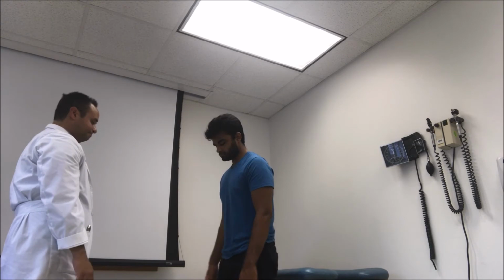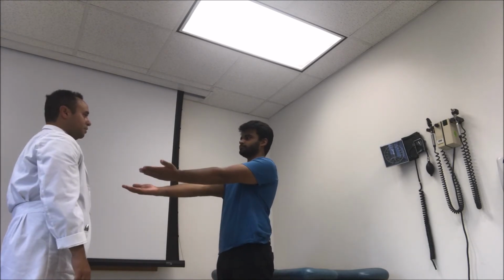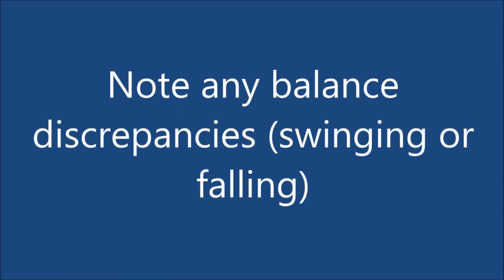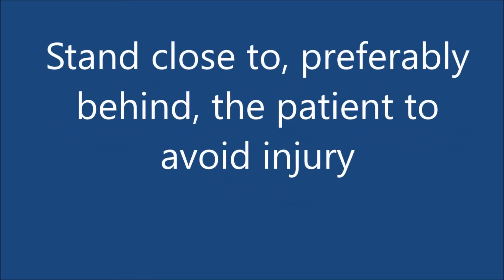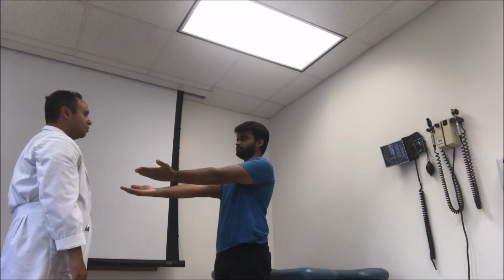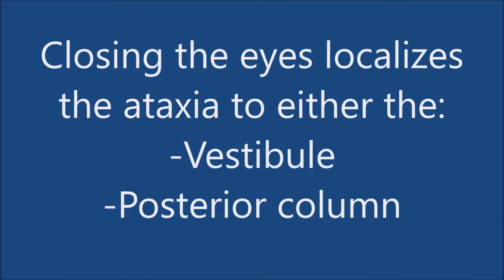So what you would do is have the patient stand with their arms out and looking up, with their feet together, and note for any kind of off balance or swaying or near falls. You should stand close to the patient, if not behind them, because they'll typically fall backwards in this case. Then you would want to have the patient close their eyes and note for any differences in balance. Having the patient close their eyes, you're actually removing one of those 3 inputs, the visual component of maintaining balance, and it may help localize your cause of ataxia to either the vestibular system or a posterior column disorder.